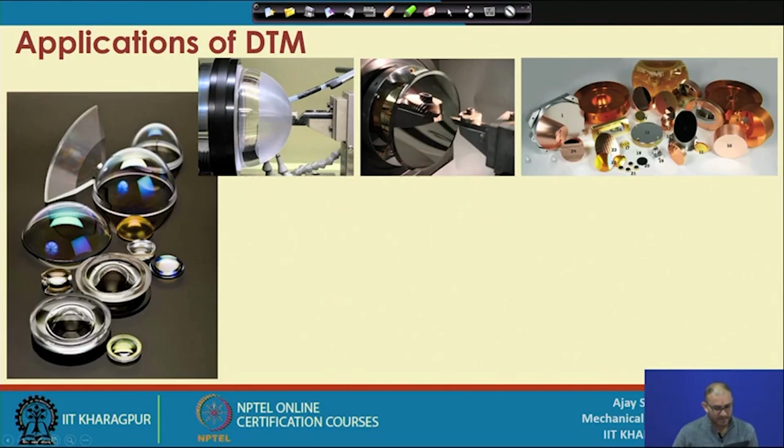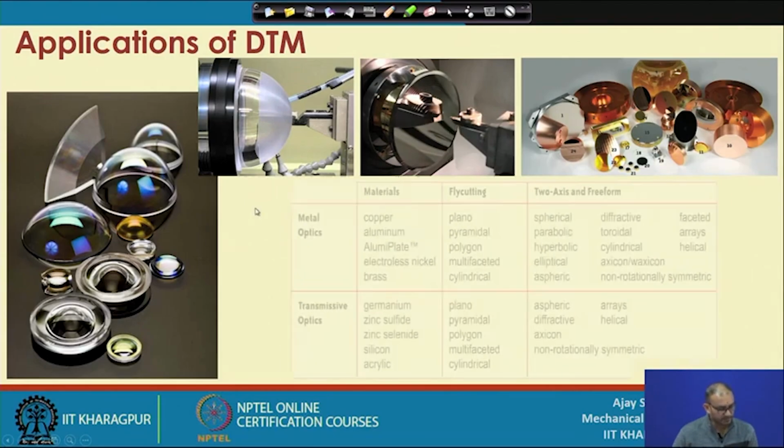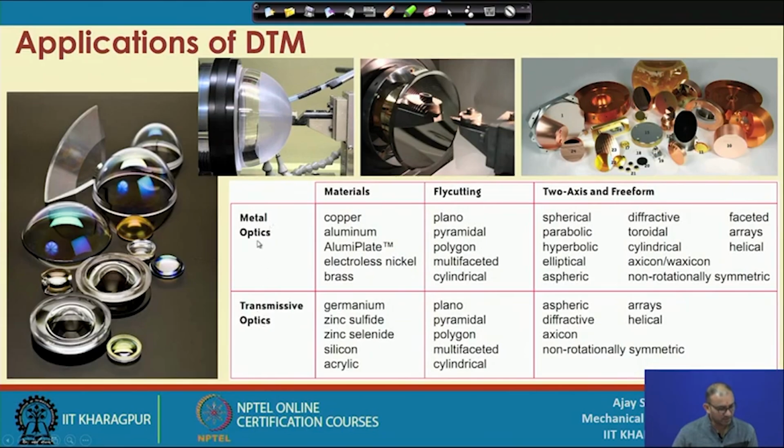depth of cut. Now, these are the different things, and now let us see the different domains. There are different types of optical materials, metallic optical materials available, and transmissive optics are also there. If you see materials like copper, aluminum, aluminum plate, electroless nickel, brass, these materials can be processed by diamond turning operation, and this is the fly cutting. We will see what fly cutting is. These are the different shapes you can actually fabricate by diamond turning operation on this metallic surface.